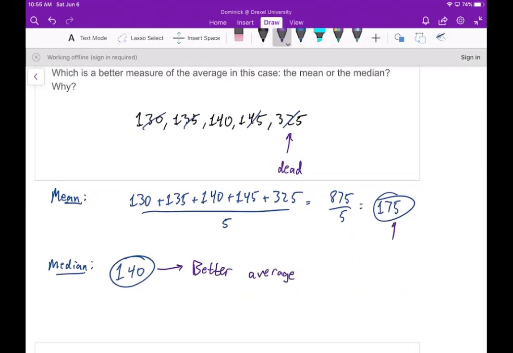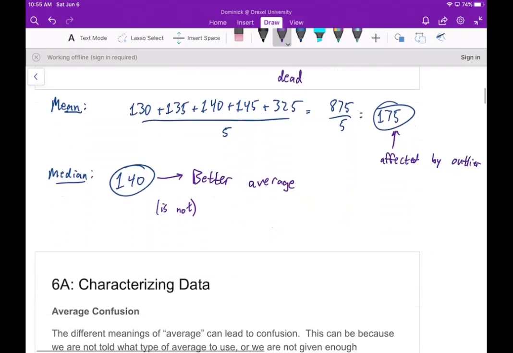And that's because this is affected by the outlier, whereas this is not. Right, so that's something to keep in mind about outliers.